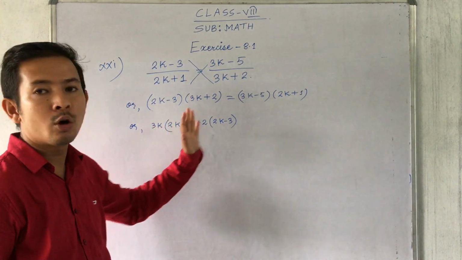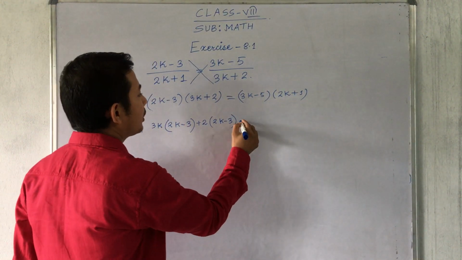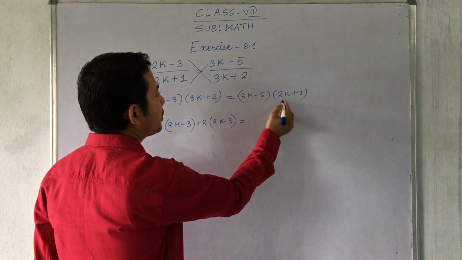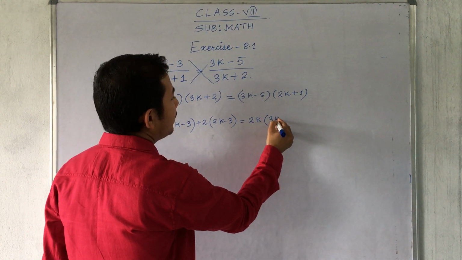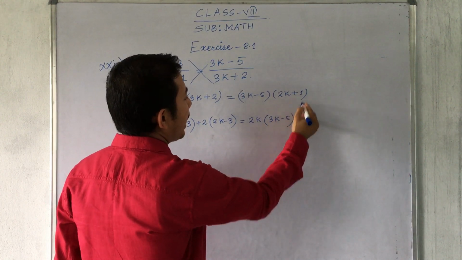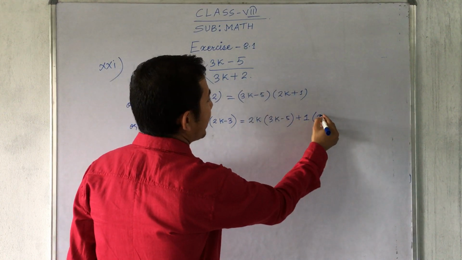In the same way you have to do it on the right hand side also. Understood? How? Look at it. This 3k minus 5 I am going to multiply by 2k first. So 2k into 3k minus 5, and then by plus 1. Understood? 3k minus 5.